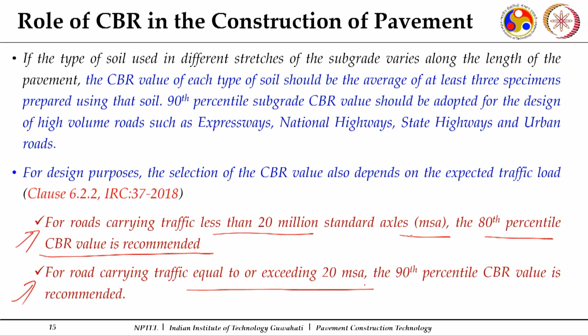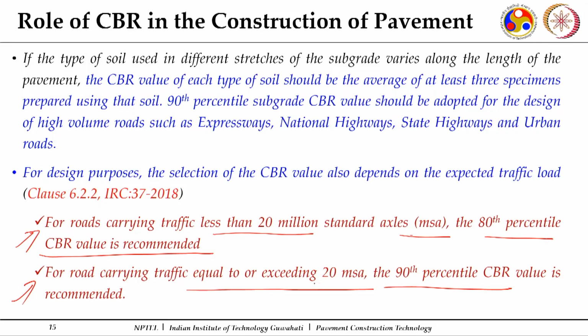And for higher categories of roads where the design traffic is more than 20 MSA, I will go for the 90th percentile of CBR, because I may have say 10 CBR values depending upon the different types of soils available for me to construct. But I will not vary my pavement crust from section to section or length to length. I will keep my pavement crust more or less uniform. So, I will pick one subgrade CBR value to design my pavement crust, and if the traffic is more than 20 MSA, go for the 90th percentile of your CBR from the results you have got.